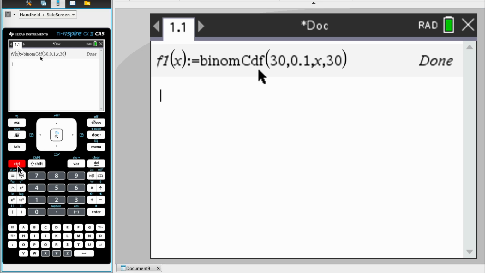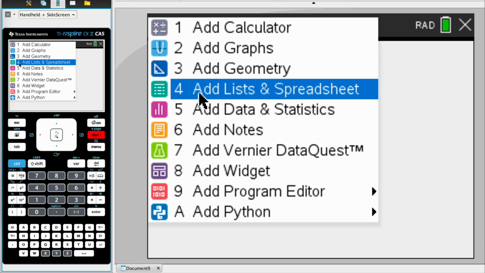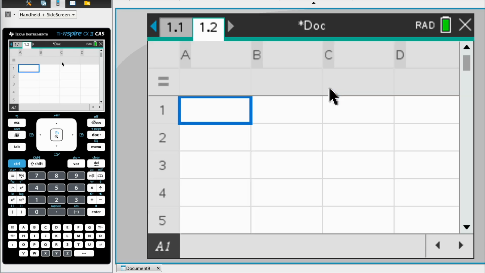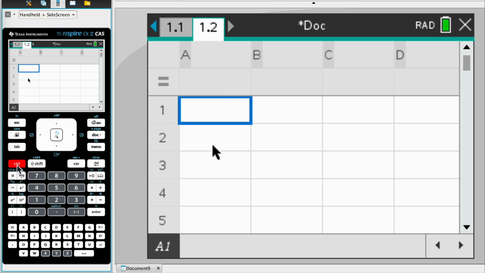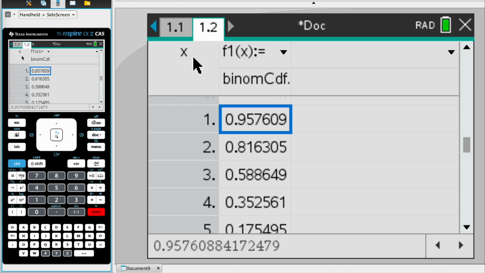So hit Control Doc, and that will give you the option to add a page. We're going to choose number 4, spreadsheet. And we're now going to turn the spreadsheet into a table by doing Control T. And you can see that we have our defined function there. I'm going to hit Enter, and it autofills. So these are all the possible X outcomes.